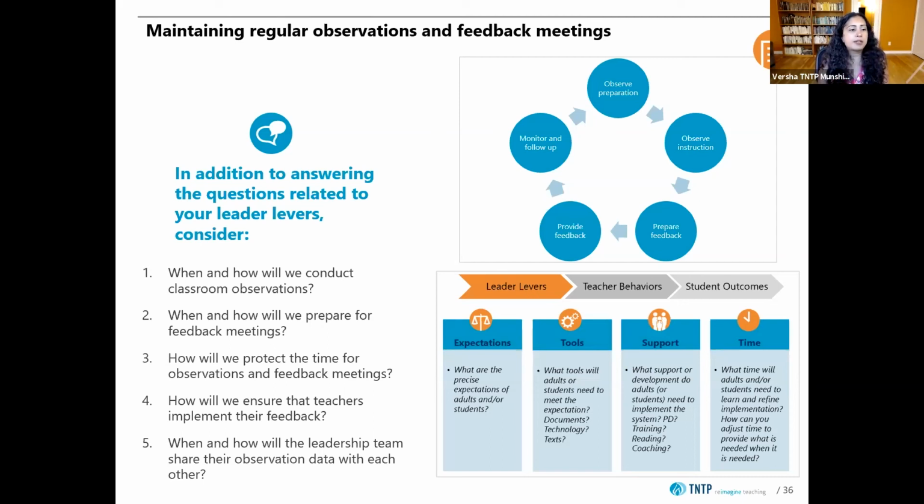After the planning and reflection that you've just done, we want you to consider these questions about classroom observations: when you'll be conducting classroom observations, how you'll prepare for feedback meetings, and how you'll protect that time. Also, ensuring that teachers implement their feedback, and that the leadership team can share their observation data with each other. All of this is typical observation and feedback, getting the school year ready.